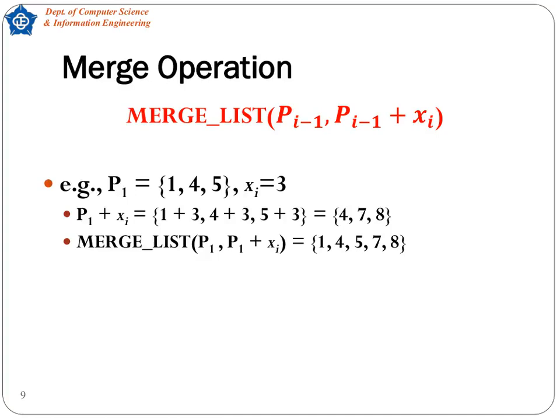For example, start with P_1 equals 1, 4, 5, and let x_i equal 3. Adding 3 to each element gives the shifted list 4, 7, 8. Merging the original 1, 4, 5 and the shifted 4, 7, 8 in sorted order yields the new list 1, 4, 5, 7, 8. This operation efficiently combines sums that exclude the new element with sums that include it.